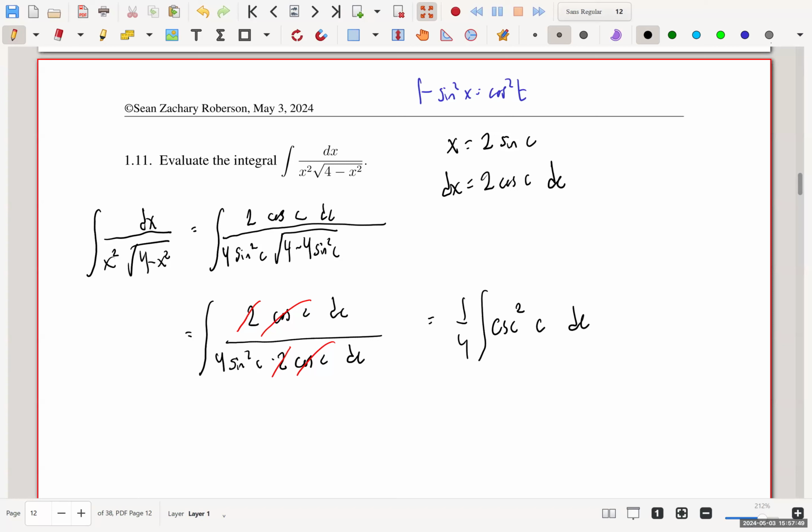The integrals of secant squared and cosecant squared are basically the same, so I'll spoil that for you. You basically do end up getting a minus 1/4 cotangent C plus a big C. Okay. And now you just unravel the substitution. I'll leave that there.